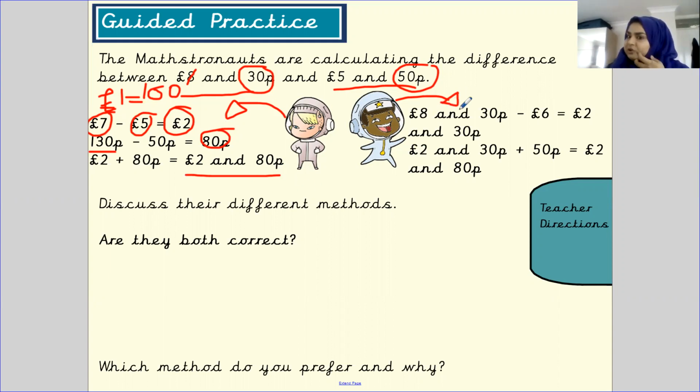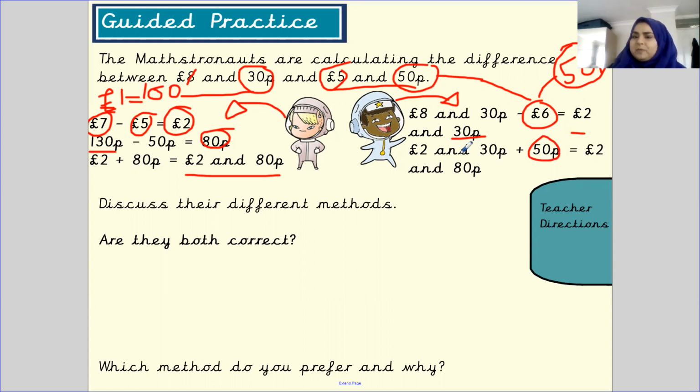Over here, the blue astronaut has changed the £5.50 into £6. So he's rounded it up by using 50p. So £8 and 30p minus £6 gives you £2.30. But he still has the 50p that he used, so he needs to add that on. So £2 and 30p plus 50p gives you £2.80. So they are both correct.